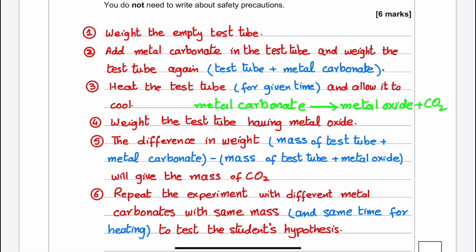Repeat the experiment with different metal carbonates with the same initial mass and the same heating time to test the student's hypothesis. So in all these steps, we don't need to give our analysis. We just need the steps involved in planning a method to test the hypothesis only.